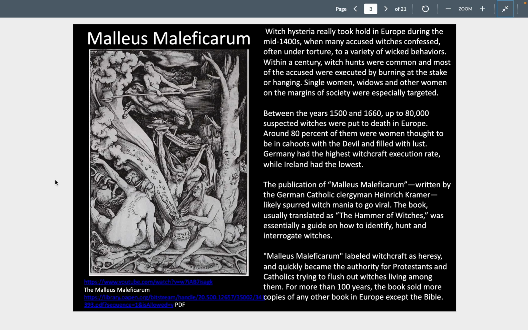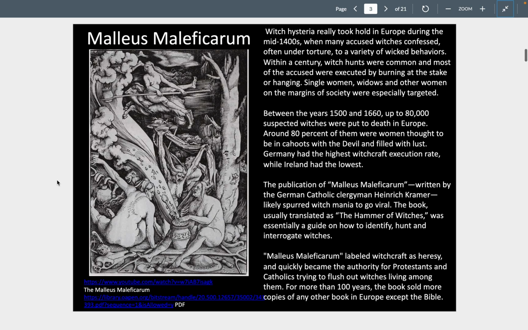And for more than 100 years, the book sold more copies than any other book other than the Bible in Europe. So between 1500 and 1660, up to 80,000 suspected witches were put to death in Europe. About 80% of them were women thought to be in cahoots with the devil and filled with lust. Germany had the highest witchcraft execution rate, with Ireland having the lowest. And certainly it makes sense because a German writer is writing this book.